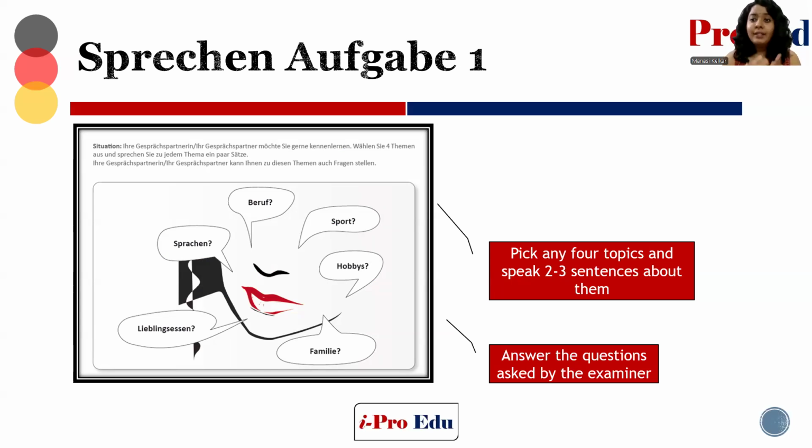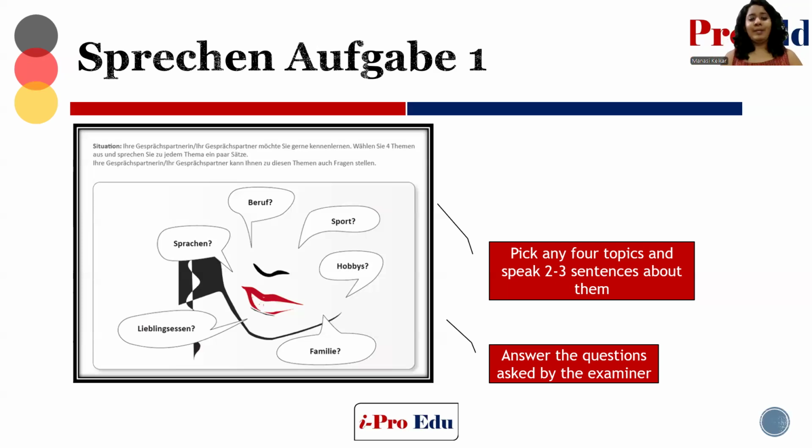This card is basically used for you to give your own introduction. You could choose Sprachen, Beruf, Hobbys, Familie, or else you could also choose Sport, Hobbys, Lieblingsessen, Sprachen. You choose any 4 topics. After you are done speaking on all the 4 topics, or maybe in the middle sometimes, the examiner will ask you questions. Remember, they are most of the time going to be W-Fragen, that is WH questions. Once the examiner has asked those questions, you have to answer them, so make sure that you are answering the questions that are asked by the examiner.